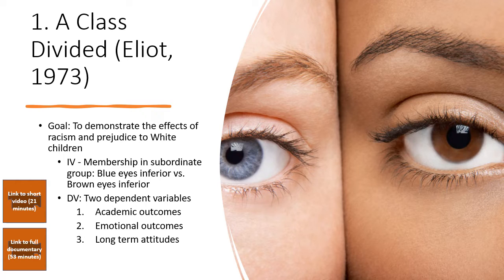She counterbalanced it, meaning she did blue eyes first. I think she did brown eyes first and blue eyes second. So she randomly selected which group would be inferior first. And then she measured, I put 2 dependent variables, but I'd say there were actually 3: academic outcomes, emotional outcomes, and long-term attitudes. And this was not an experimenter or a researcher.